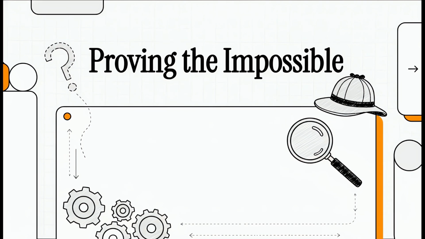All right, for this explainer, we're going to put on our detective hats. Why? Because we're about to solve a really cool mathematical mystery, proving something that honestly seems impossible. Let's follow the clues together, step by step.